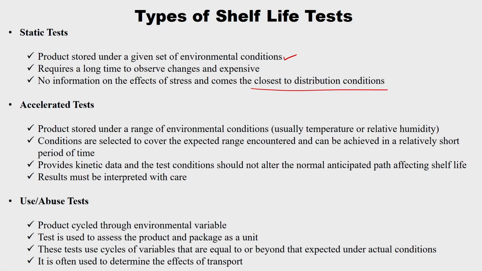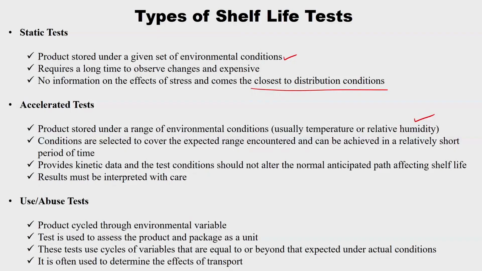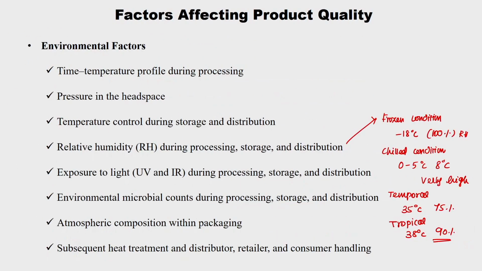The accelerated test is one in which the product is stored under a range of environmental conditions, usually temperature or relative humidity, and conditions are selected in such a way that they cover the entire range. And remember, as we discussed earlier, the shelf life test is only to be conducted after the food is packaged and ready for the distribution. Right. So, this range of temperature we have already seen in our previous slide, right. So, these are all the normal conditions: frozen, chilled, temperate and tropical.